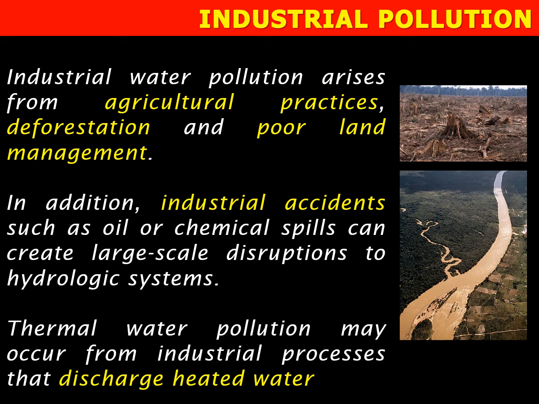Industrial water pollution arises from agricultural practices, deforestation, and poor land management. In addition, industrial accidents such as oil or chemical spills can create large-scale disruptions to hydrologic systems. Thermal water pollution may occur from industrial processes that discharge heated water. Industries release the heated waste after using it as a cooling agent.